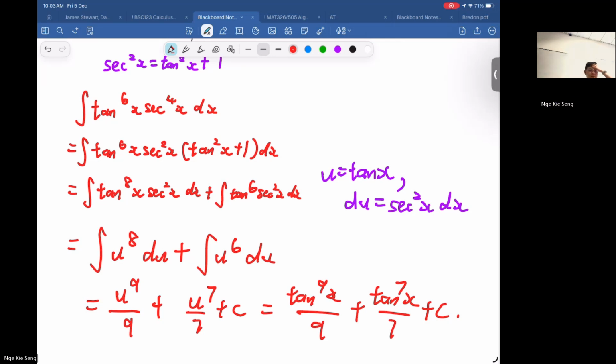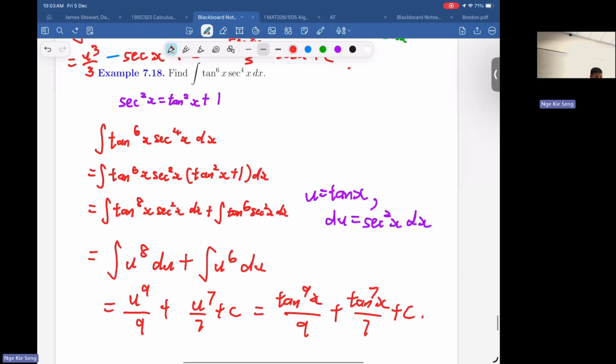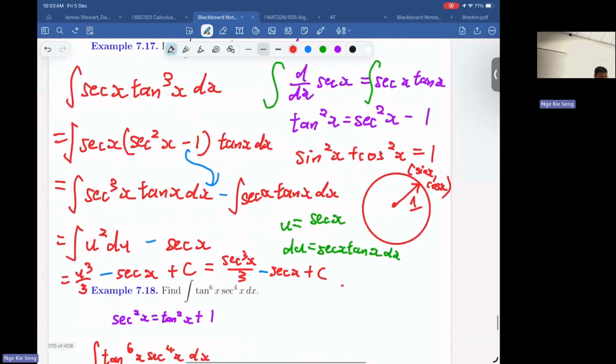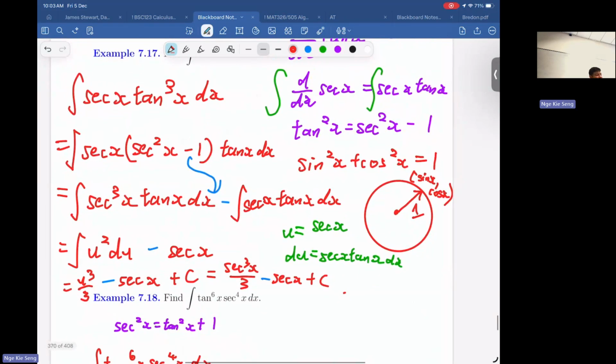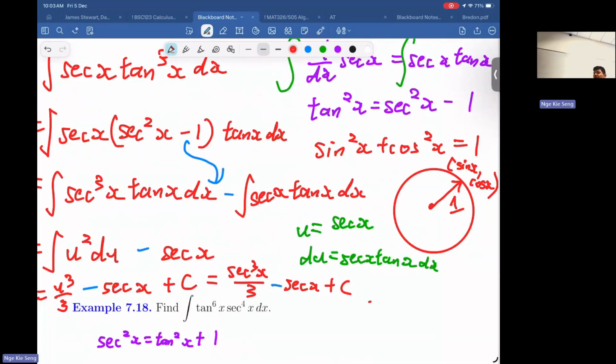So here you will substitute u equals to tangent x. Before, if the secant appears in an odd manner, you can use secant x. So this is the trick you play. So secant is for odd, tangent is for square, if you want to remember this way.